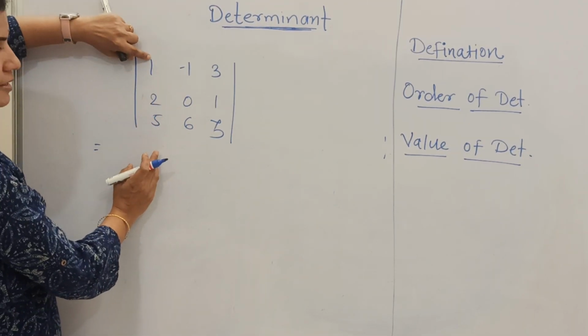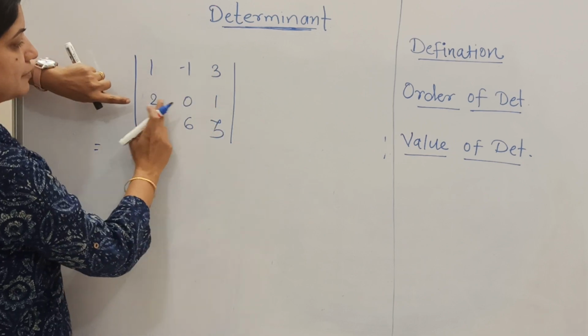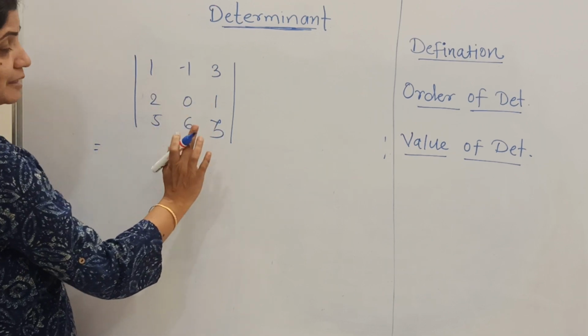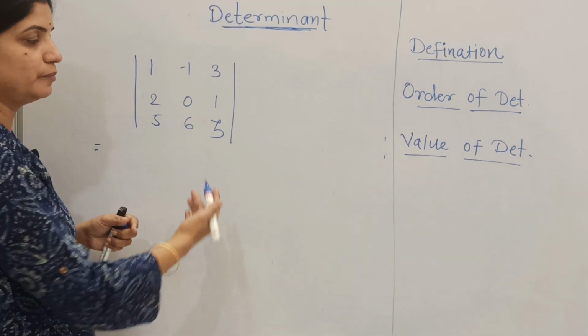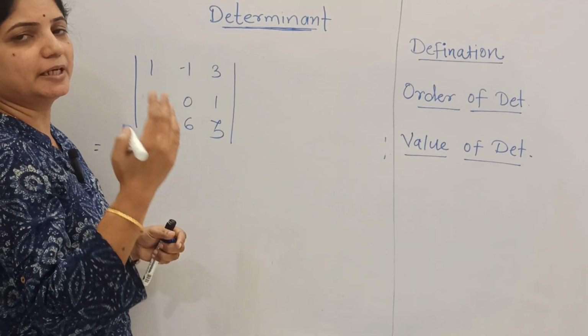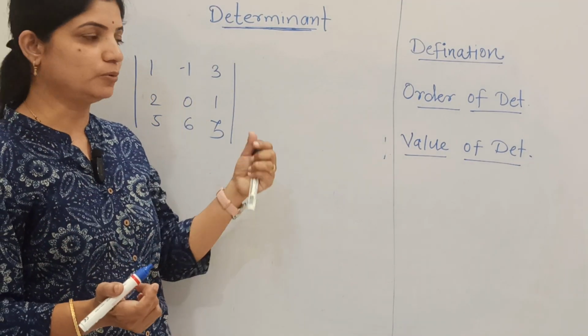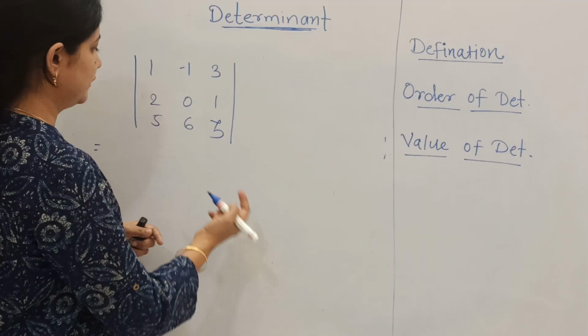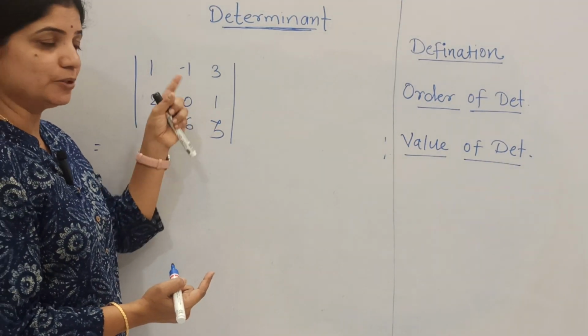We can expand this determinant using the first row as well as the second and the third row. Similarly, we can expand this determinant using columns also. So there are a total of 6 ways to expand this determinant. Now we are going to expand this determinant using the first row.